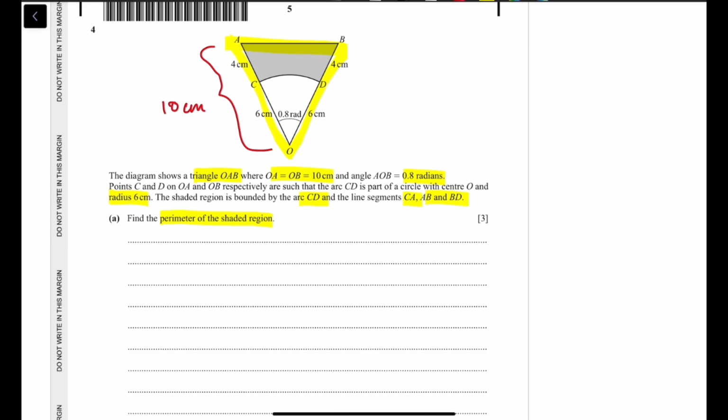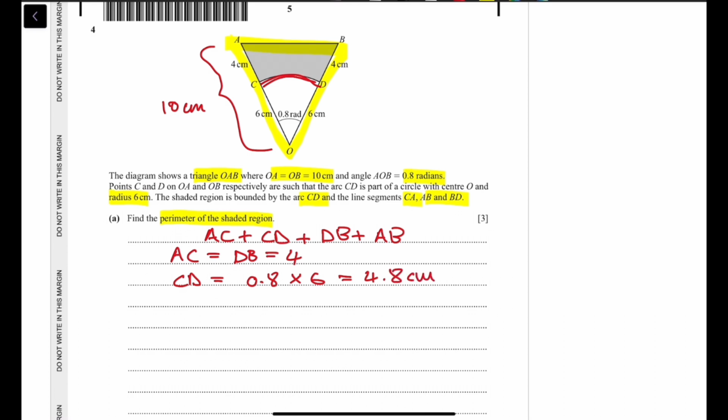So the perimeter is going to equal AC plus CD plus DB plus AB, okay? So we already know that AC equals DB, which equals 4. So we already have 2 sides, but we don't have CD. Now CD is the arc length, so it's equal to the angle, which is 0.8 in radians, times the radius, which is 6 centimeters. So 0.8 times 6 is equal to 4.8 centimeters.